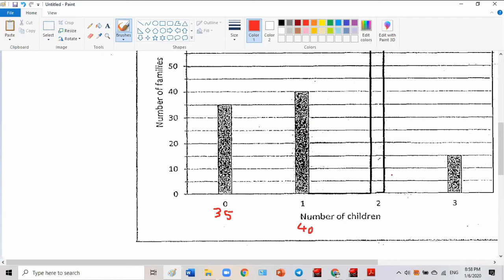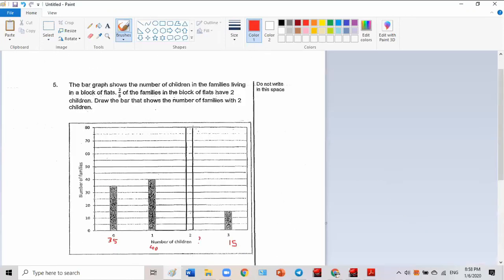If not, cannot do. This one cannot read. This one? Three children, how many? 15. Thank you. So, okay. This one, we don't know, they never give. All right, what do they want? Show the number of children living in a block of flats. 2/5 of the families in the block of flats have 2 children.